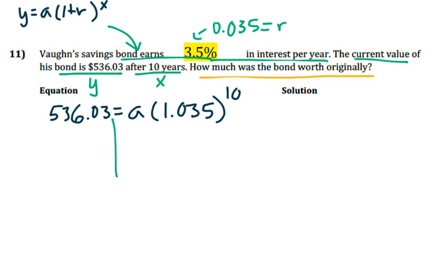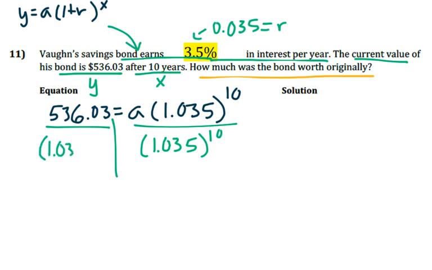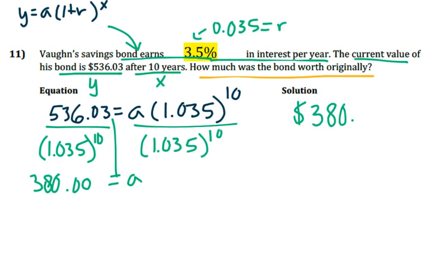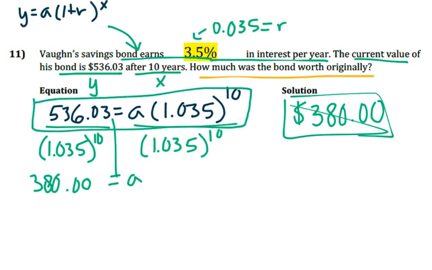To solve, we can go ahead and divide by 1.035 raised to the 10th power on both sides so that we stay equal. And we'll find the value of a, which is 380.00, and the decimal continues, but our solution is $380. So again, we have our solution and we have our equation.